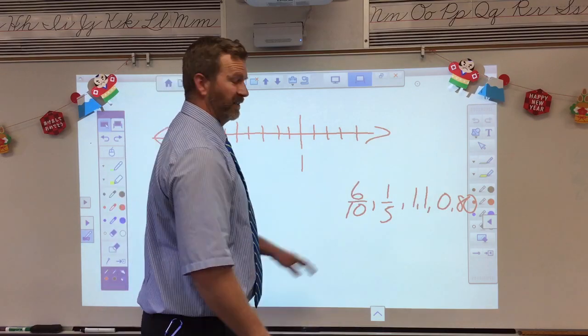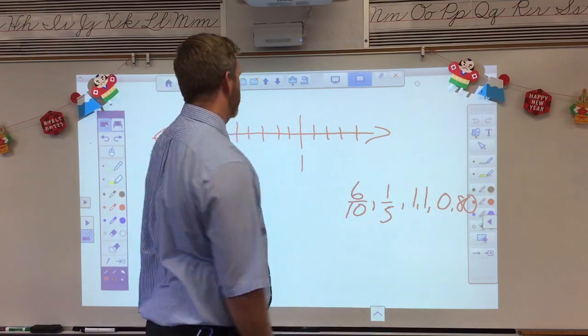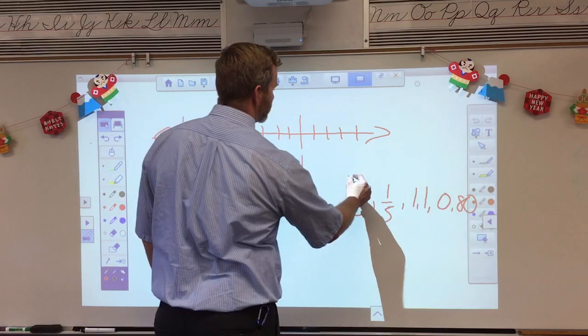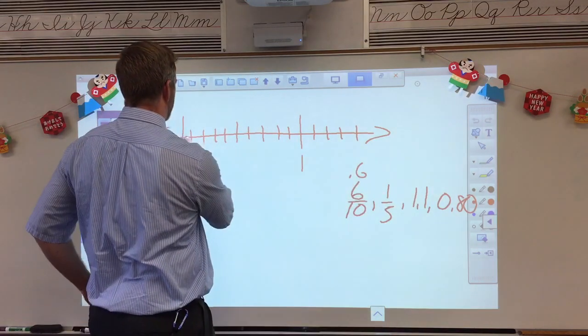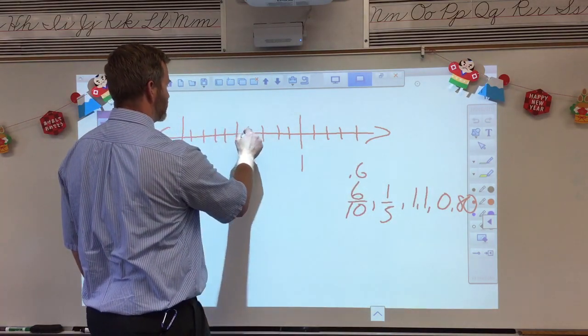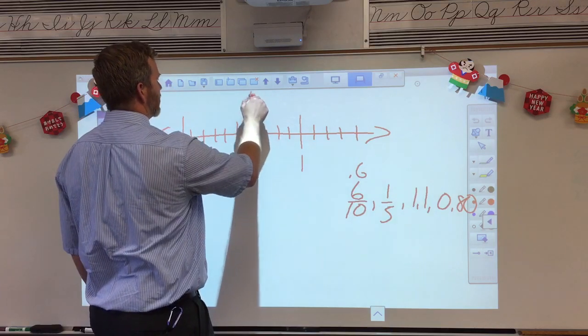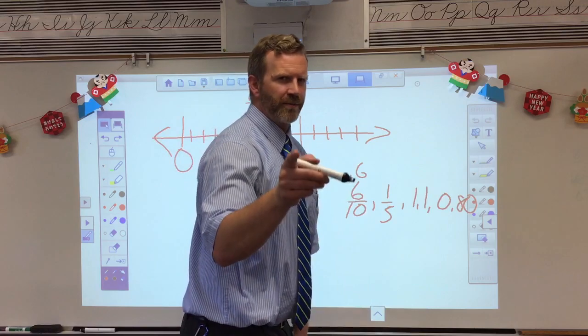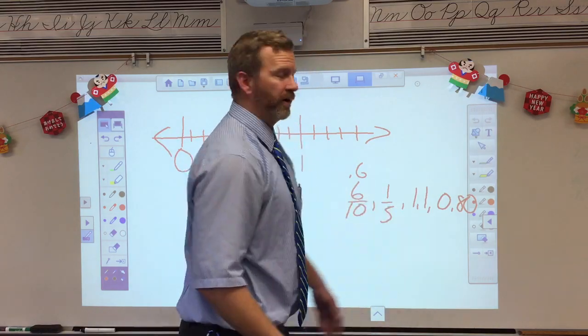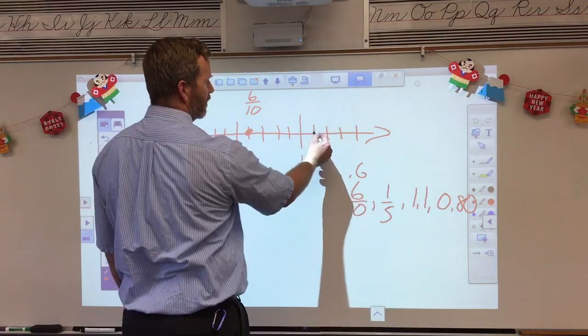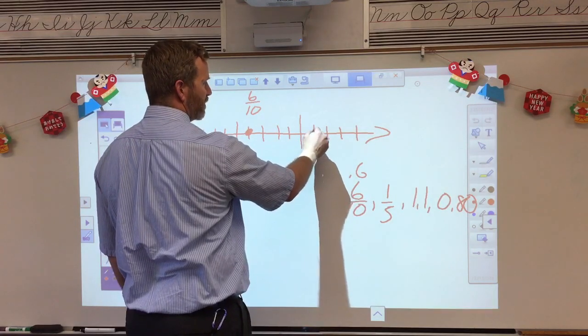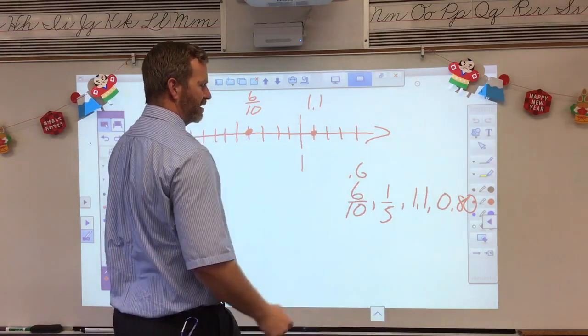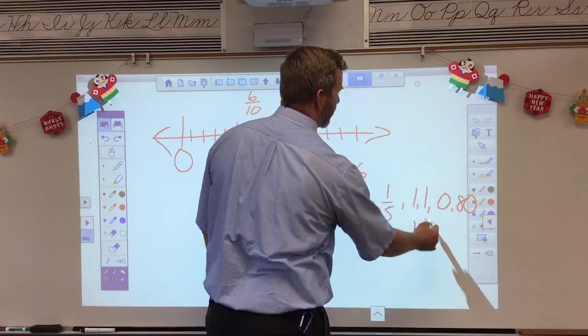Let's start with the easy one. 6 tenths, easy peasy, right? So if we turn that into decimal, that'd be 0.6. So we go 1, 2, 3, 4, 5, 6. So that's gonna be our 6 tenths. We can go ahead and label it up there. Now 1/5, a little trickier. We'll come back to 1/5. Let's go 1.1. So we go over here to 1, and we go over one space. It's that easy. So far we've got that one, we've got that one.